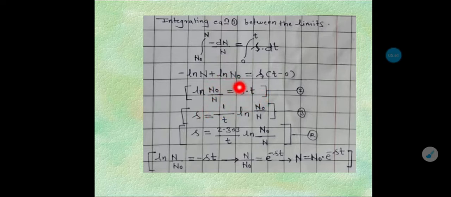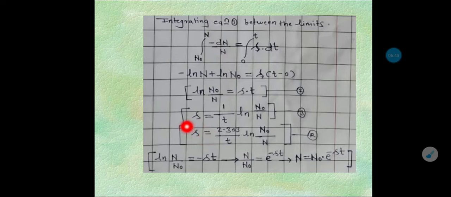We are interested here in the decay constant, lambda. So the decay constant lambda is equal to 1 upon t ln N0 upon N. We can also rewrite the equation in logarithm form: lambda is equal to 2.303 upon t log of N0 upon N. This is the integrated form of the rate equation for a radioactive reaction. So we can determine the decay constant if we know the number of atoms initially present and the number of atoms at time t.